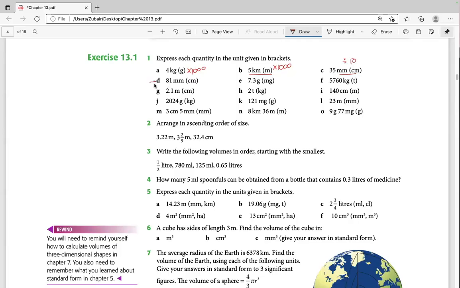Now the actual answer. 81 millimeter to centimeter, 8.1. Actual answer, gram to milligram, 7.3. So it's going to be... no, the other way, times it because it's going down. So it's going to be 7,300. Yes. Kgs to tons. So it's also 57,600, 5.76.